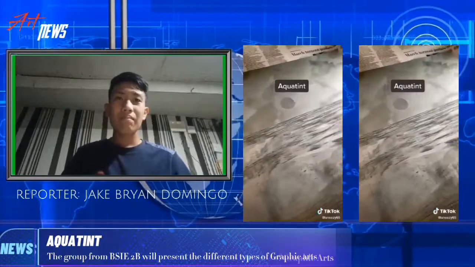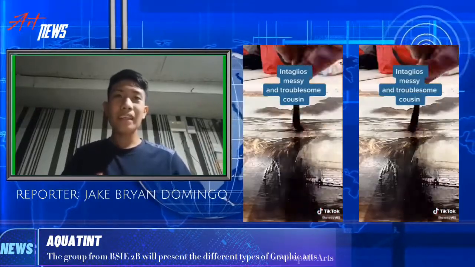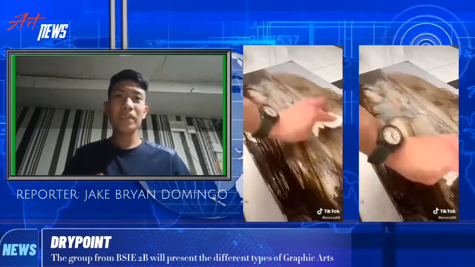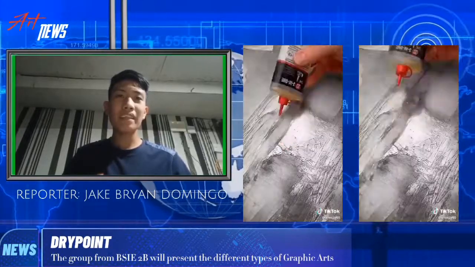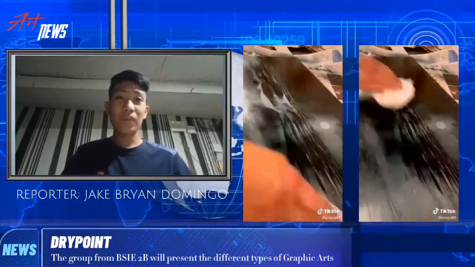Aquatint. Aquatint is a printmaking technique that produces tonal effects by using acid to bite into the printing plate, creating sunken areas which hold the ink.